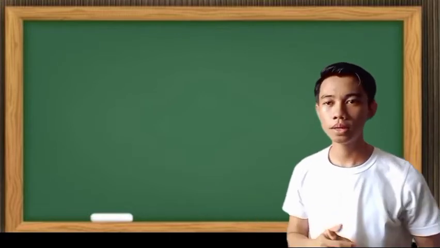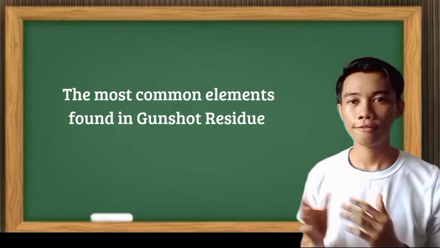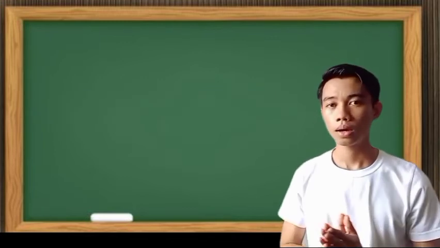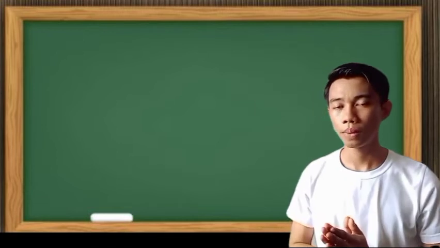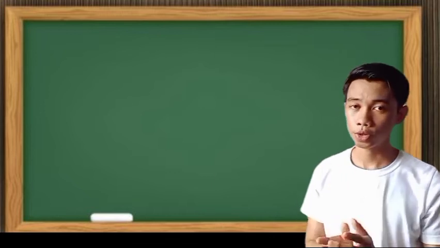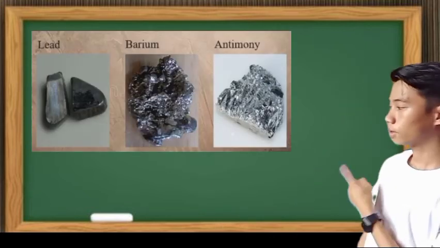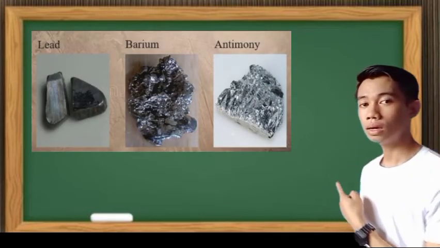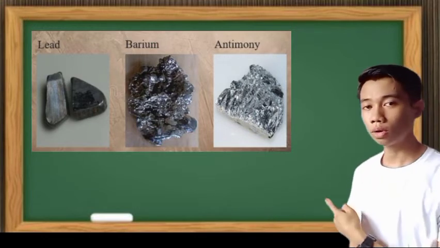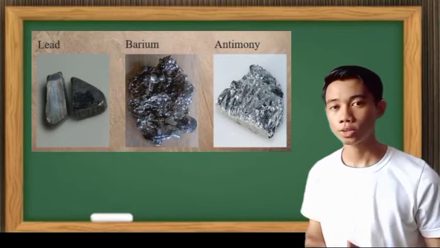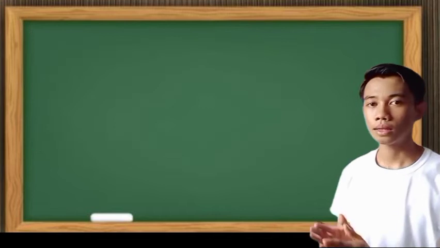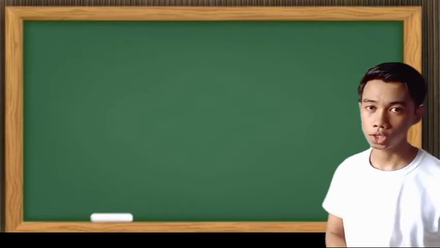Next in line will be the most common elements found in the gunshot residue. Ano-ano nga ba ang mga elemento na maaaring makuha o palaging nakikita ang mga gunshot residue ng ating mga forensic experts? So as you can see, we have here 3 pictures. So these 3 metal or metallic elements or compounds are the most common elements that our forensic expert observed and also seen sa kanilang mga gunshot residue examination.